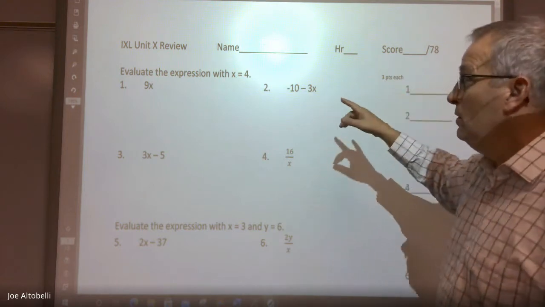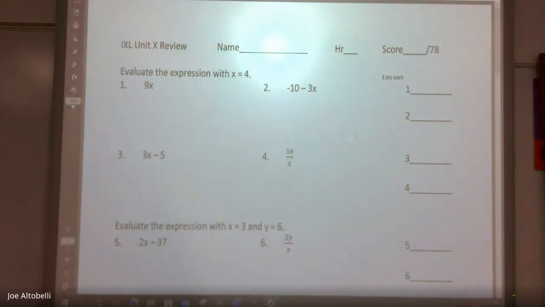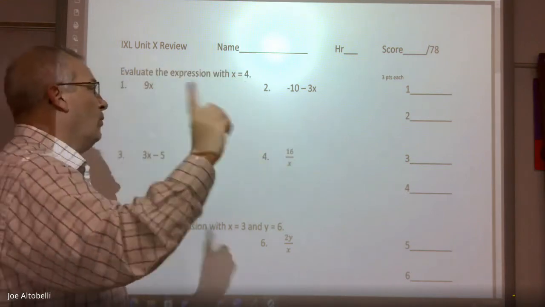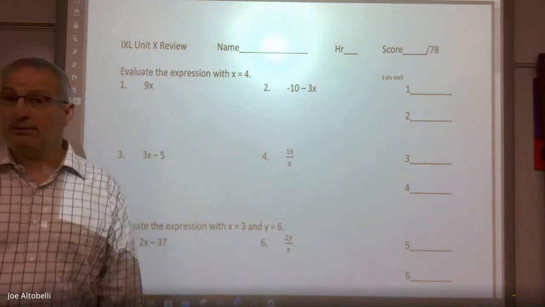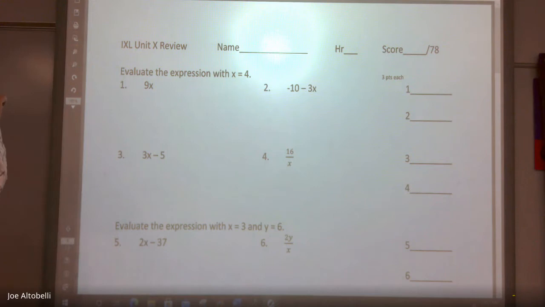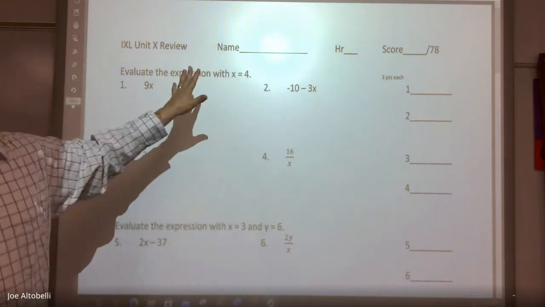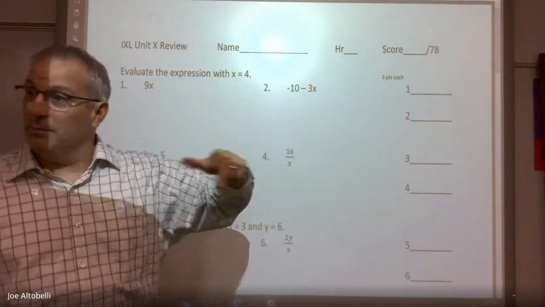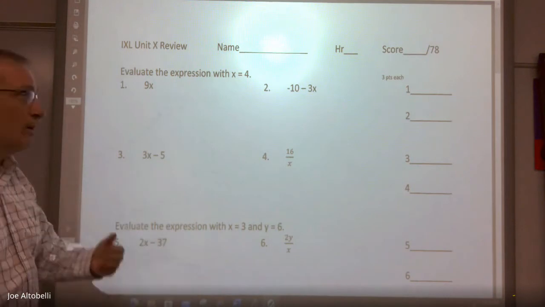When you get your test back, you can do corrections for 1 point back. Everything's worth 3, so you can get 1 point back with correct test corrections. You can also retake the test if you need to. The test follows the IXLs, so the beginning questions are in the beginning section, the middle questions in the middle, and the last questions towards the end.